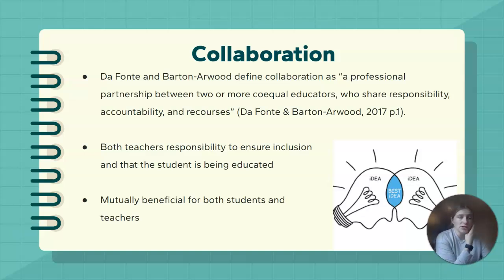And collaboration is mutually beneficial for both the teachers and the students. Not only will the students get the outcomes of the collaboration, but both teachers can learn from each other.